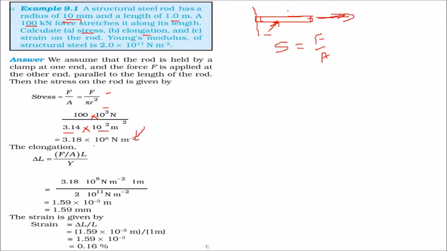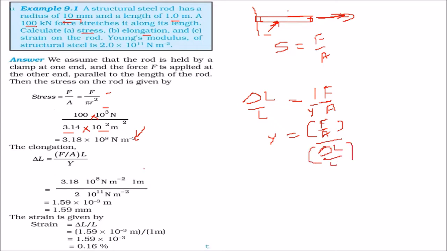Then to find the elongation, we know that delta L by L is given by, again, the stress, you can say F by A, into 1 by Y. Essentially Y is given by F by A over delta L by L, that is the linear elongation. So we will find out this delta L using this expression and put all these values.